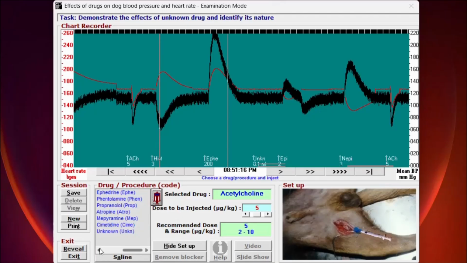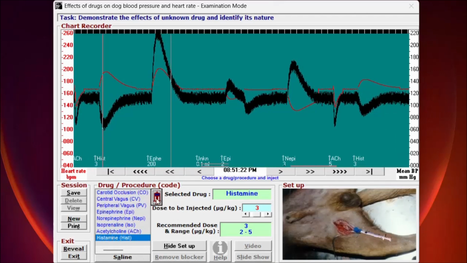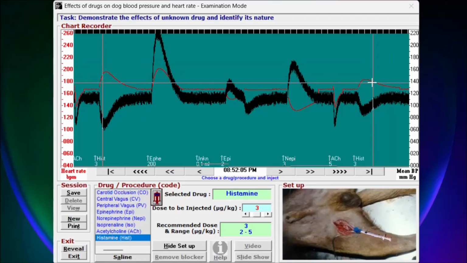सो अब हम देंगे हिस्टामिन। हिस्टामिन को सिलेक्ट किया और इंजेक्ट किया, तो आप देख सकते हो कि अब हिस्टामिन का जो इफेक्ट है वो कम हो चुका है। और ये इफेक्ट कम हो गया है, इसका मतलब क्या है कि it is either H1 ब्लॉकर और H2 ब्लॉकर, जो हमारा unknown ड्रग है। अब उसे फाइंड करने के लिए हम क्या करने वाले हैं?